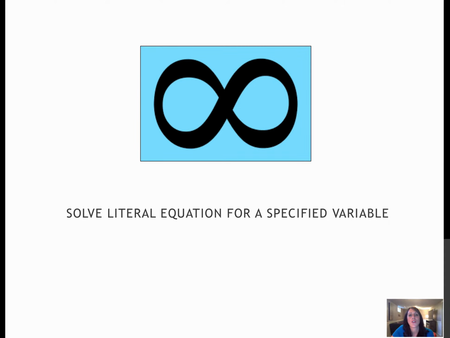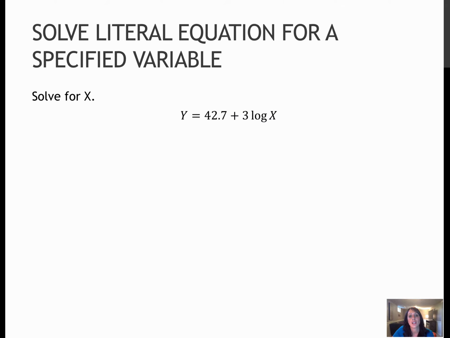In this lesson, we'll solve a literal equation for a specified variable, which basically means they're going to give us an equation and we need to isolate a variable that's not already isolated. So for instance here, if I'm trying to isolate x, I know that I'm trying to get x by itself. So the first thing I'm going to do is the easy stuff. This 42.7 is being added, which means I'm going to subtract it. So y minus 42.7 plus 3, equals 3 times the log of x.